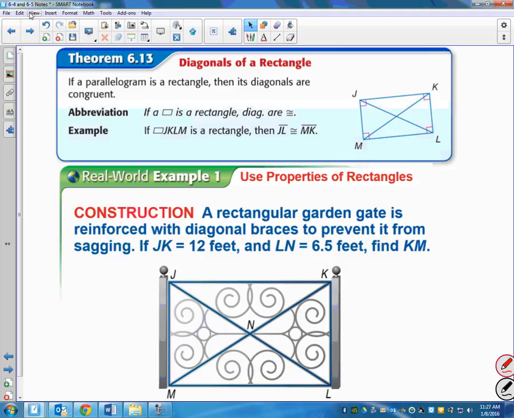So just like we've been doing parallelograms, I didn't put a ton of examples on this. They're just going to ask you information. If you know it's a rectangle, then you can solve for missing stuff, whether it's in terms of x's or they give you actual sides here. So I gave you a story problem here that says a rectangular garden gate is reinforced with diagonal braces to prevent it from sagging. If JK equals 12 feet and LN equals 6.5 feet, find KM. JK is 12. LN is 6.5.